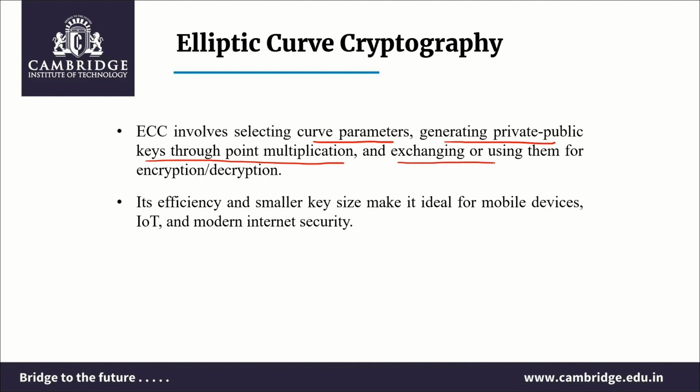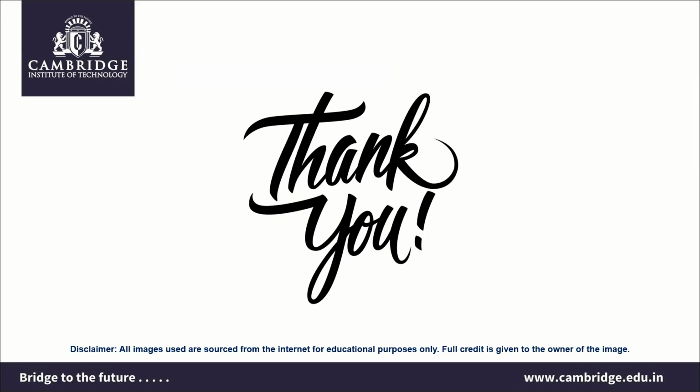And then key exchange. Key exchange can be done if it is used only for key exchange purposes, or if it is used for encryption and decryption, we can use that also, along with digital signature. It provides that support also. And what I can say is, its efficiency and smaller key size make it ideal for mobile devices, IoT, and modern internet security. So, with this, we have come to the end of elliptic curve cryptography. Thank you, students.